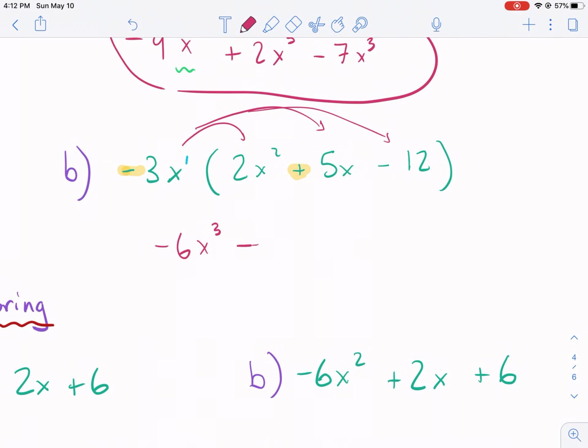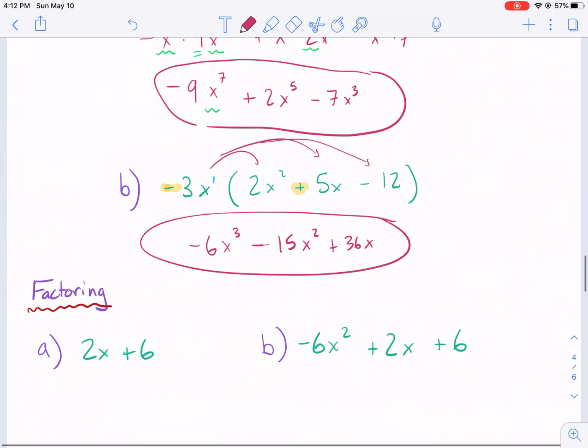So I have negative 3 times 5, negative 15. X to the 1st times x to the 1st, that's x squared. Negative times negative, positive 36x. Final answer.